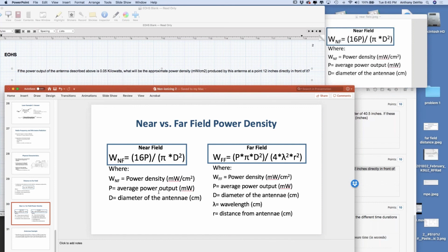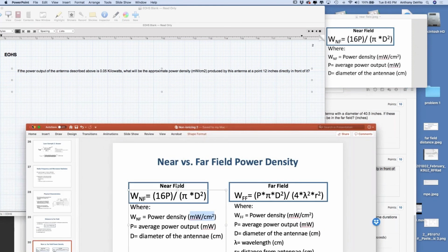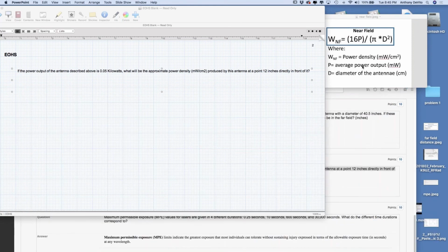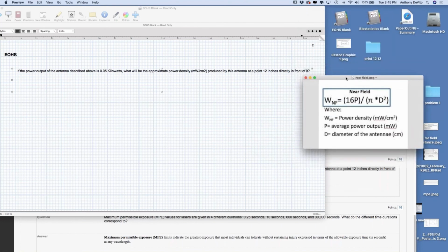So what are our units? The units of the power this is producing are milliwatts. The diameter of the antenna is in centimeters. Again, we have to change it because it was given to us in inches. And the power density is going to be in milliwatts per square centimeter if we stay consistent with the formulas. So I'm going to go back to the problem and actually do this calculation. So here's our formula.